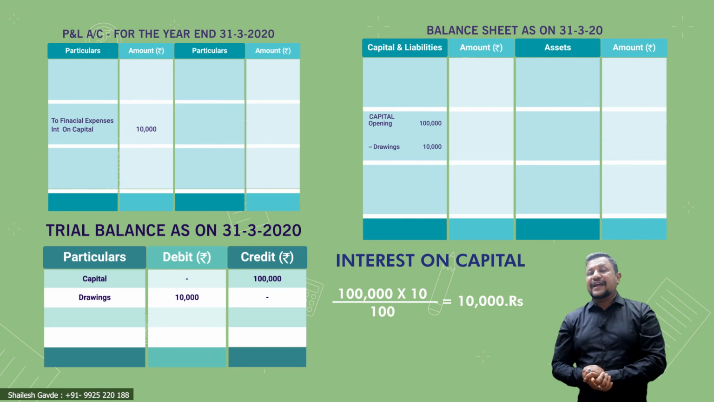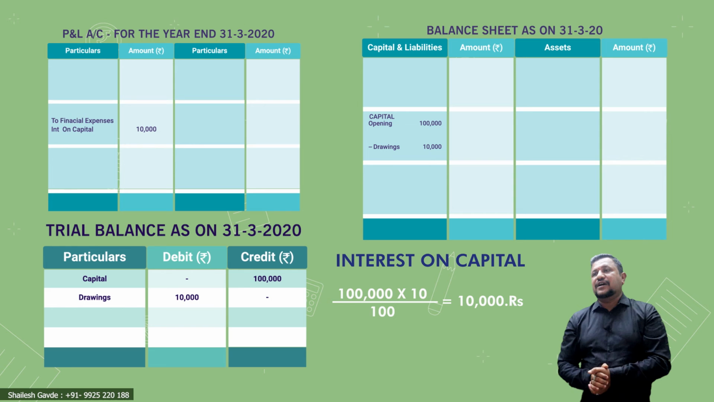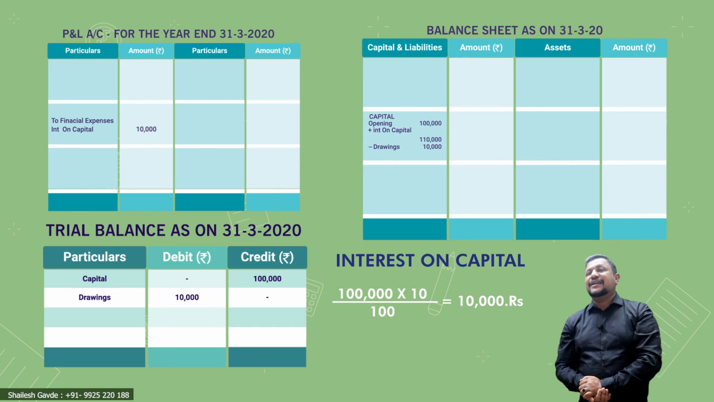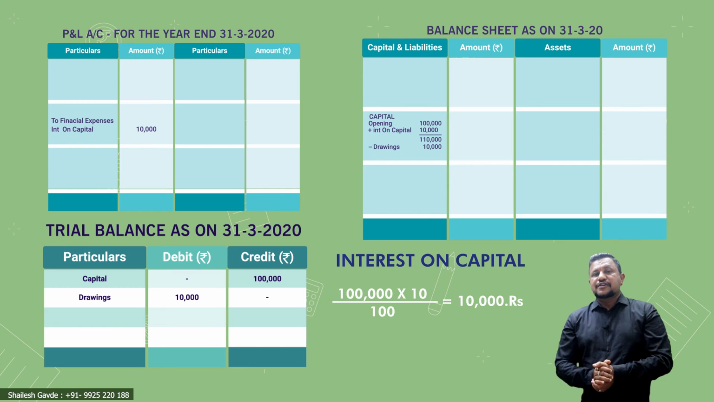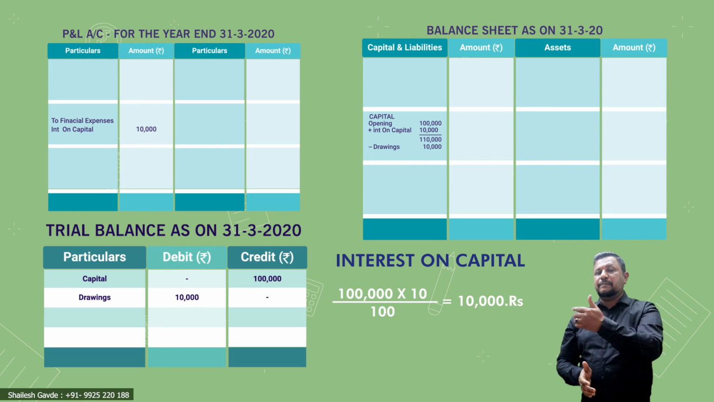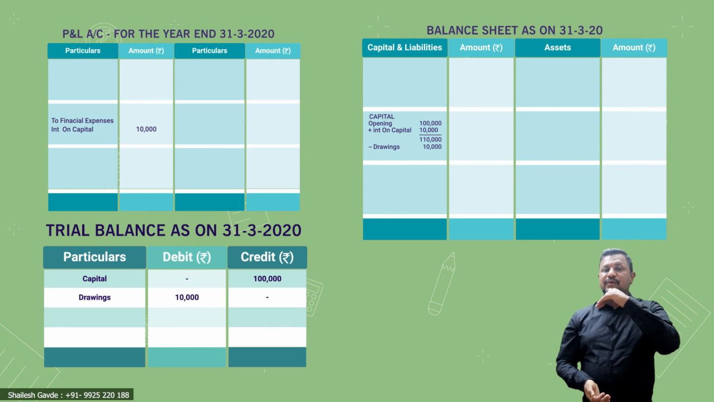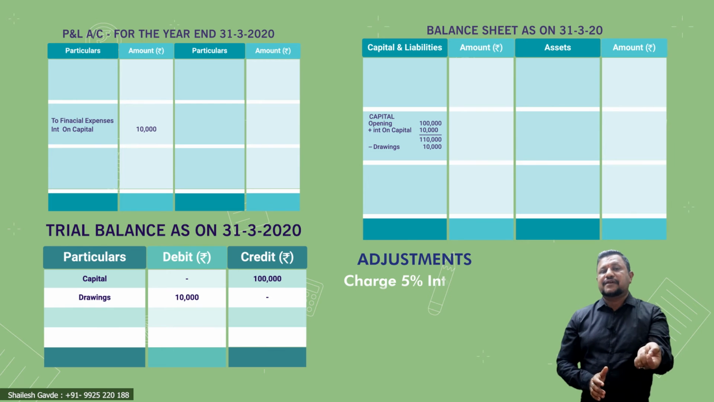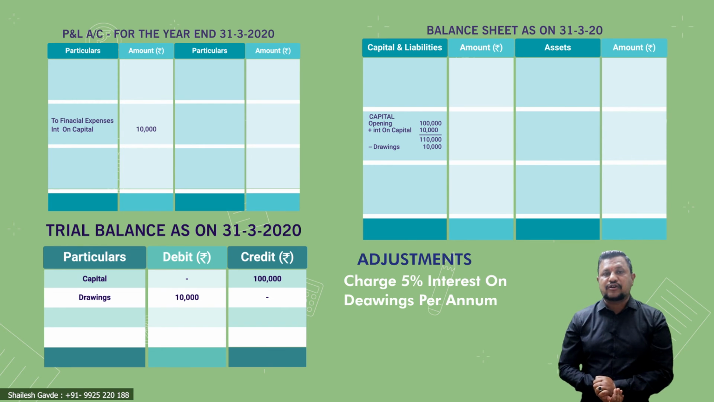And the second effect: it is the income of the owner. So in capital, liability side, we will add plus 10,000 interest on capital. So the two effects of interest on capital are: we show it as an expense in the P&L account and add it with capital. Well, the next adjustment, charge 5% per annum interest on drawings.